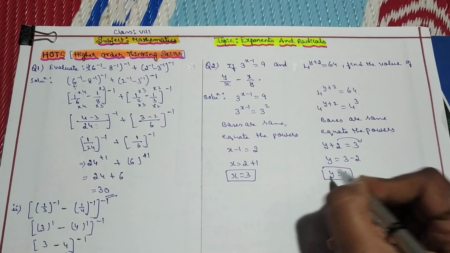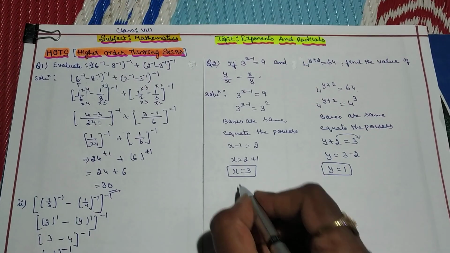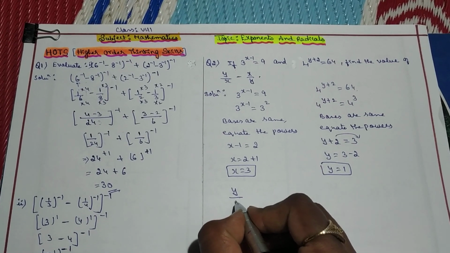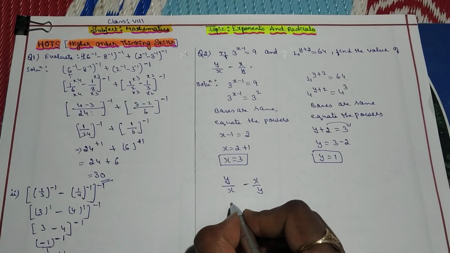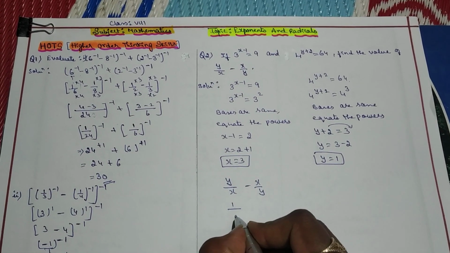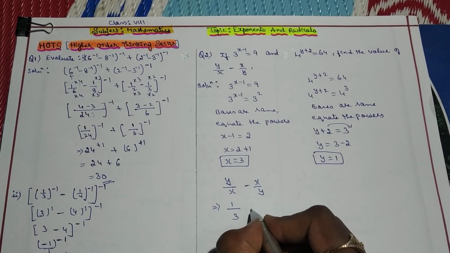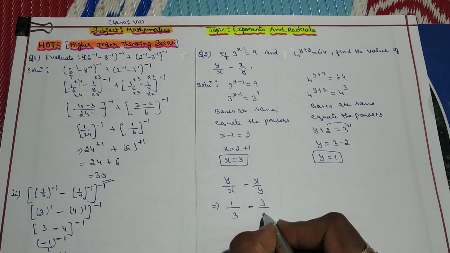So now knowing the value of x and y, consider the expression. Given is y by x minus x by y. Substitute the values. 1 by x value is 3, then minus x value is 3, y value is 1.